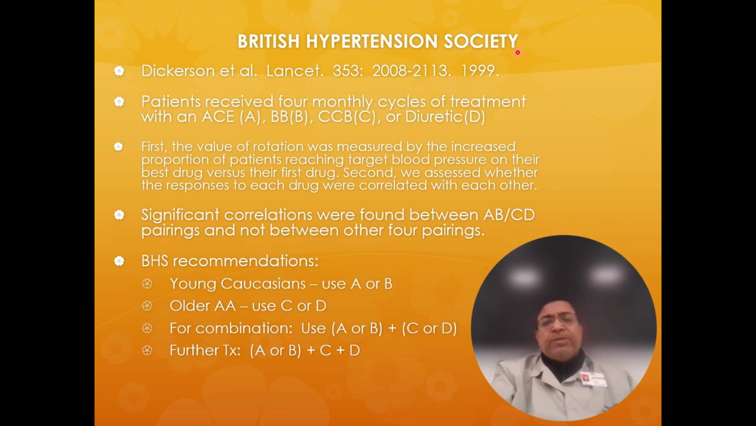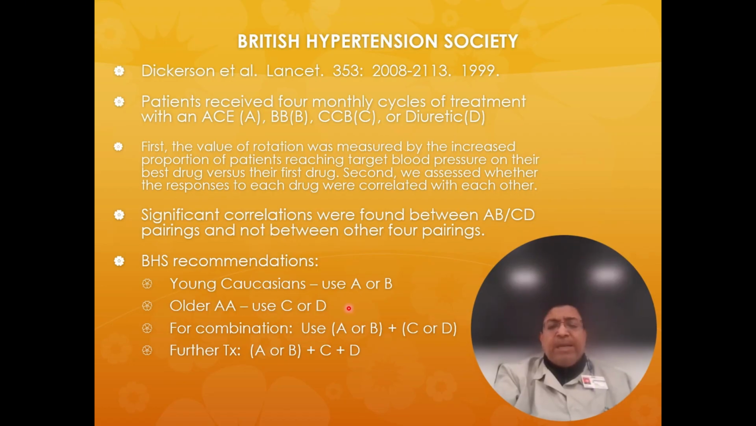The recommendations of the British Hypertension Society, for example, are based on a study by Dickerson et al., which was published in Lancet in 1999. They studied ACE inhibitors, beta blockers, calcium channel blockers, or thiazide diuretics, or combinations of these drugs. And what they found was that in younger Caucasians, ACE inhibitors or beta blockers were most effective. In older Africans, calcium channel blockers or thiazide diuretics were most effective.